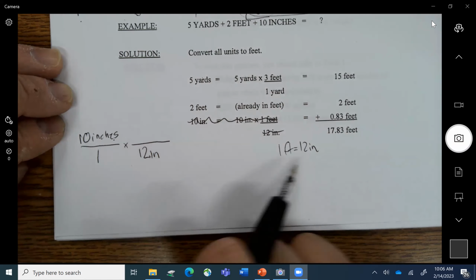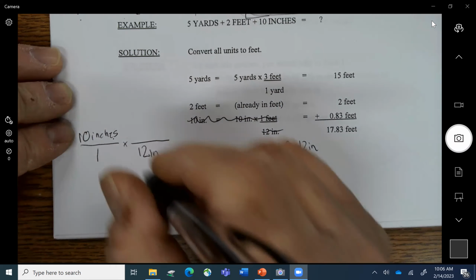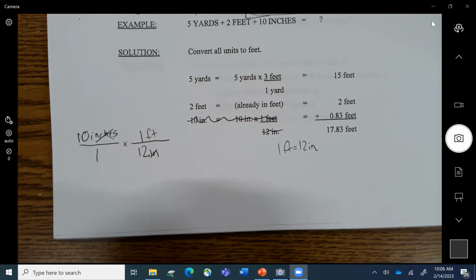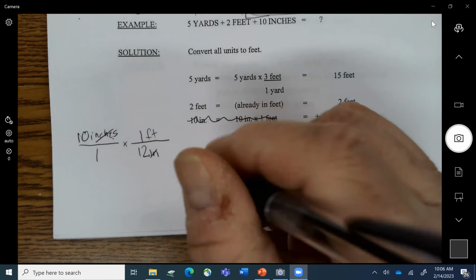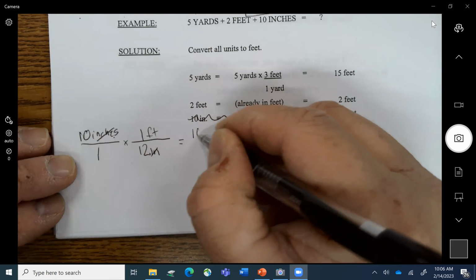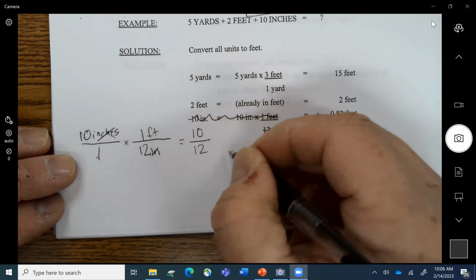So 12 inches comes from my conversion factor. It's on top. Inches got to be on the bottom to cancel. And then 12 inches equals 1 foot. So I put that up top. And now we do the math kind of like we did earlier. You do the top. 10 times 1 is 10. 1 times 12 is 12.